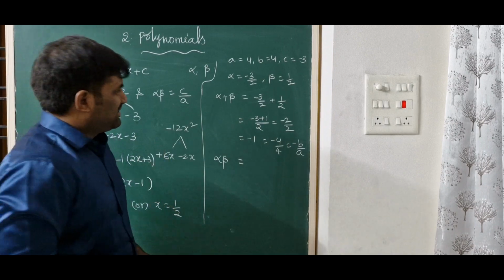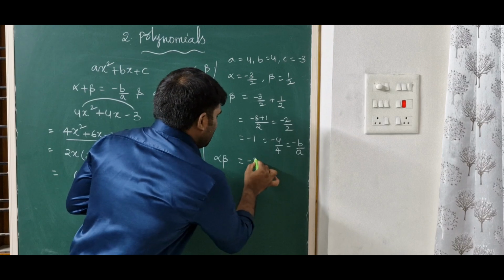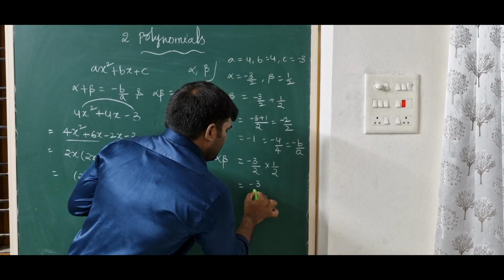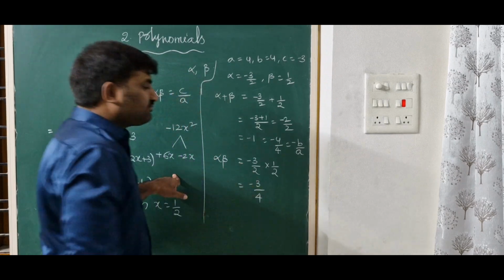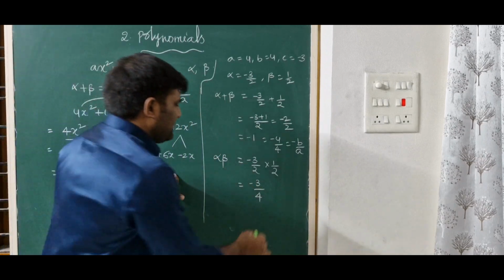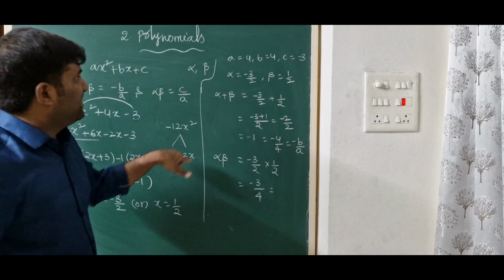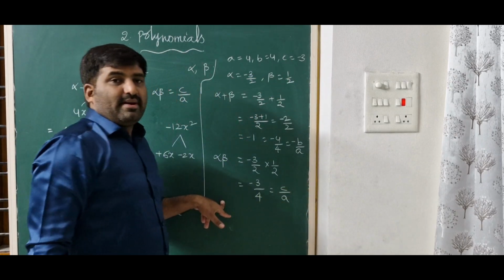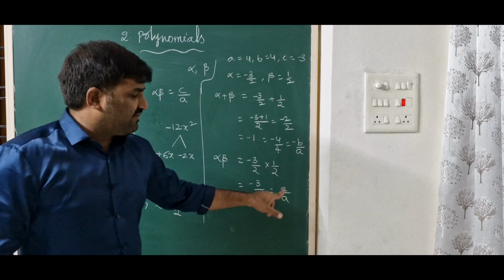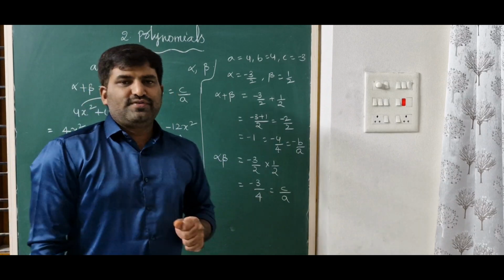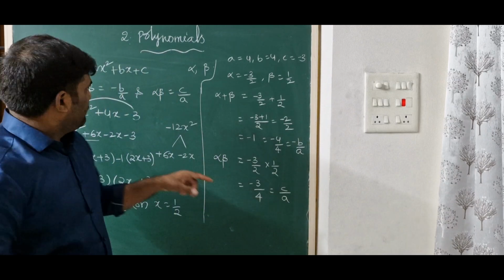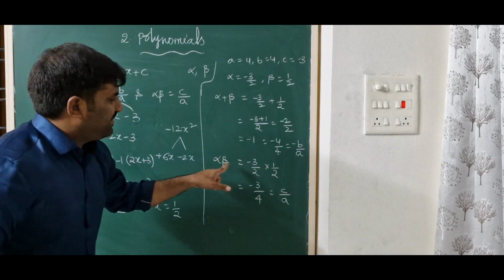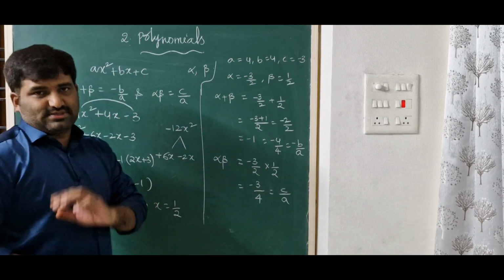The product of the two zeros, one is minus 3 by 2, the other one is 1 by 2. So you will get minus 3 into 1, that is minus 3, and 2 into 2, that is 4: minus 3 by 4. What is minus 3 here? Minus 3 is nothing but c, and 4 is a. Alpha beta is equal to c by a. What is c here? The constant term by the coefficient of x square term. So now we proved alpha plus beta is equal to minus b by a and alpha beta is equal to c by a. This is a 3 marks question.